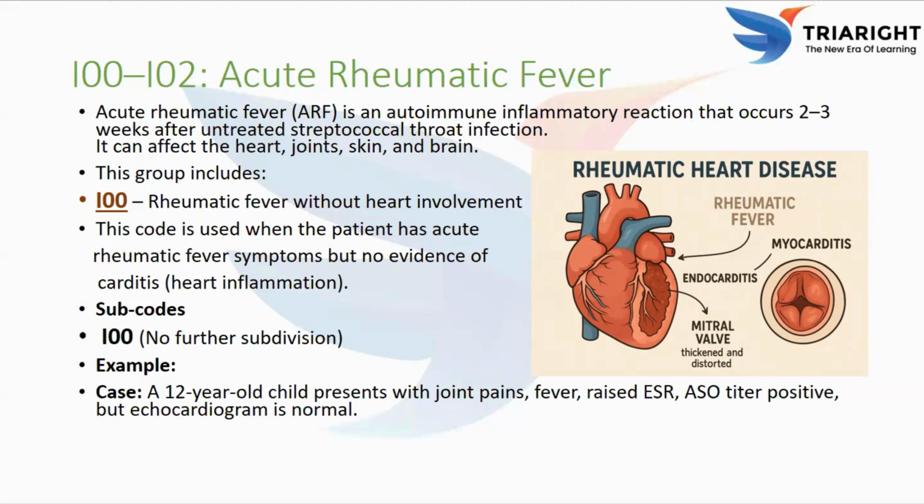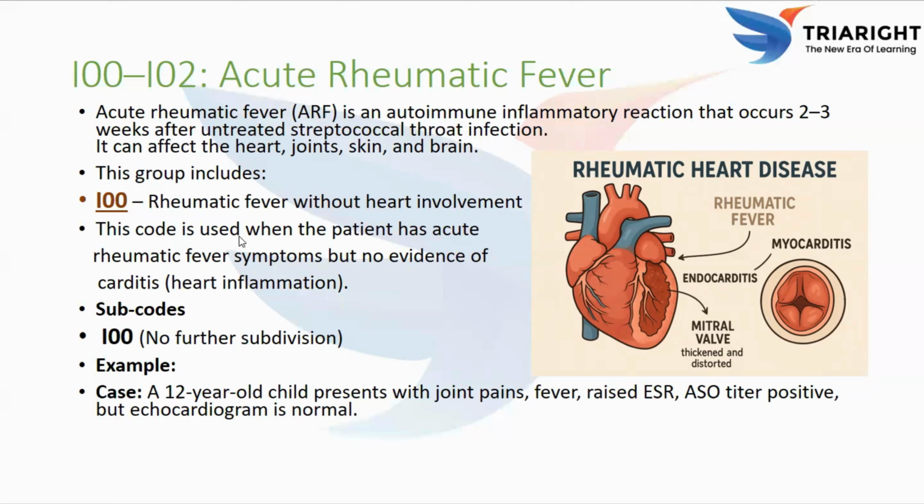So what is the physiology of this? The body's immune system mistakenly attacks its own tissues after a streptococcus infection. This can cause inflammation of the heart, joints, skin and also the nervous system. So I00 is rheumatic fever without heart involvement.